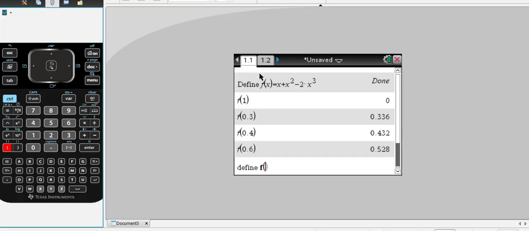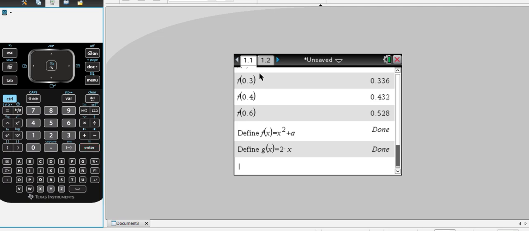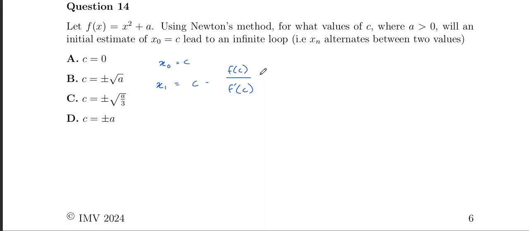I'm just going to define f of x as x squared plus a, and then also define g of x as its derivative, which is 2x. So x1 is then c minus f of c over g of c, which is (c squared minus a) on 2c. So from here, when we want to calculate x2, well then we'll just substitute it back in, right? It'll be this number minus f of this number over f dash of this number.